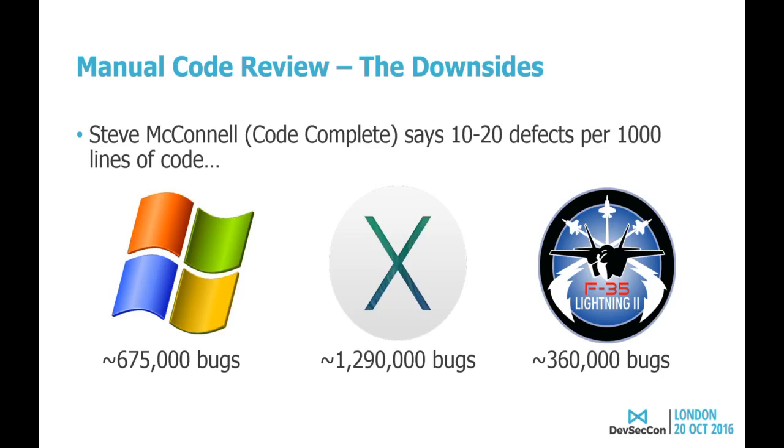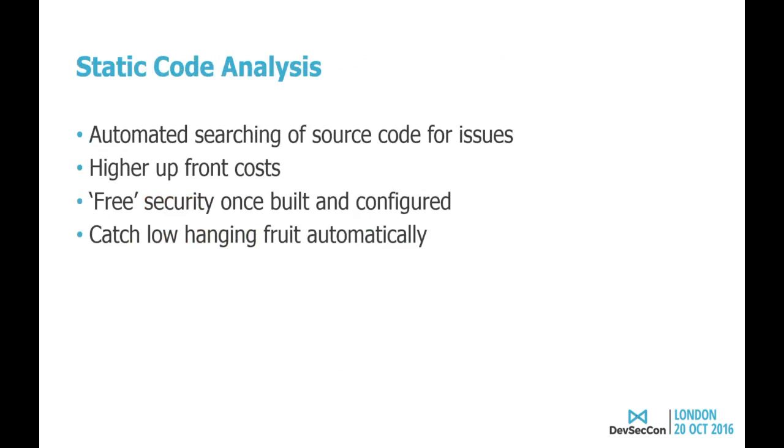1.25 million for Mac OS X apparently, but even in what is supposedly a brand spanking new fighter jet, you're looking at 350,000 bugs of some sort or another. That's an awful lot of bugs, and expecting people to find that manually is probably too much. So instead, we do static code analysis. Automated searching of source code for issues in the context of source code analysis.